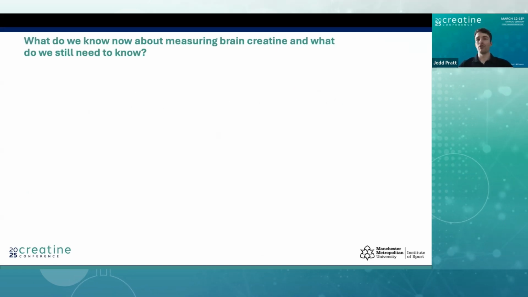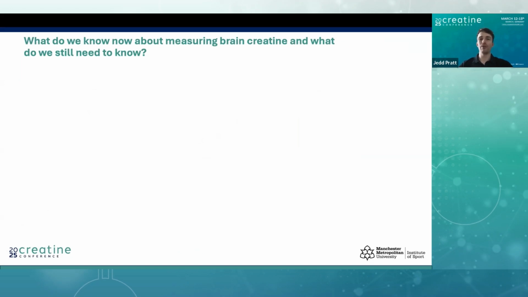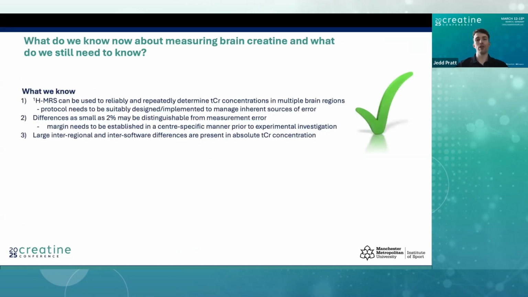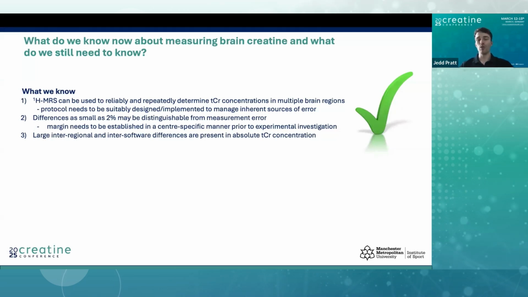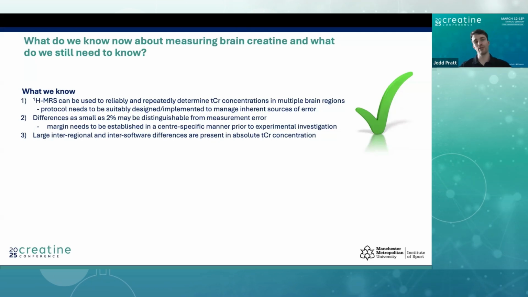So based upon this initial reliability study, what do we know now about measuring creatine in the brain, and what do we still need to work on? So we know that we can reliably measure creatine in the brain with a very small margin of error, but we do really need to focus on designing our studies meticulously. We need to really focus on the margins or the error sources that I spoke about earlier, and how best to address this within our different centers.